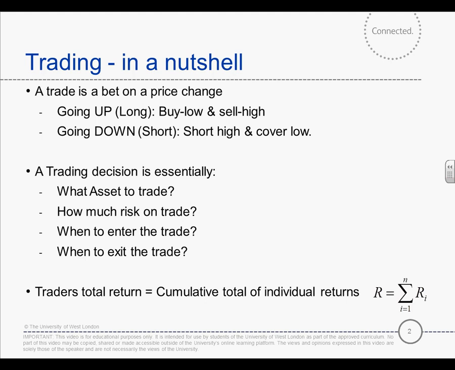Now, a trade is essentially a bet that is placed on a price change. The price can go up or it can go down. Last week we talked about how you make money if the price goes down. If the price is going up, you're trying to buy low and sell high. You're buying the asset, or taking the position, at a lower price and selling it when it goes to a higher price. And that's what we call a long position.